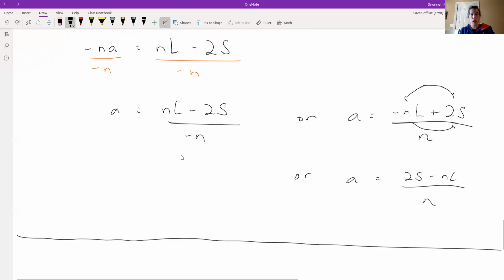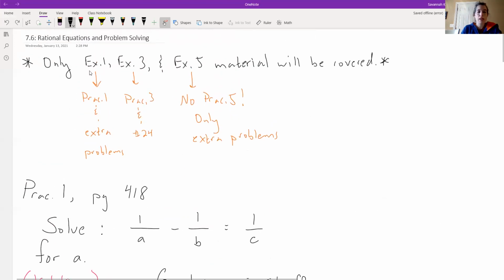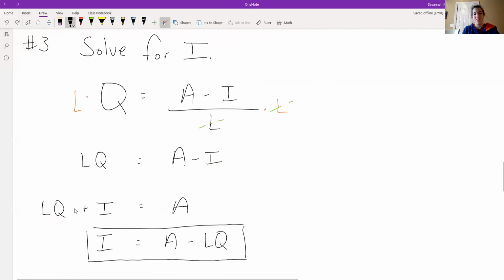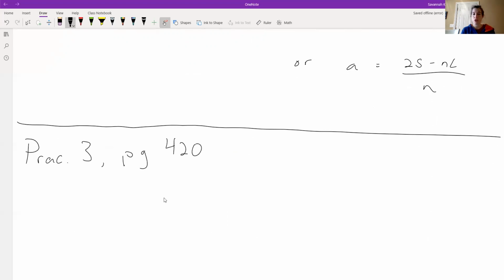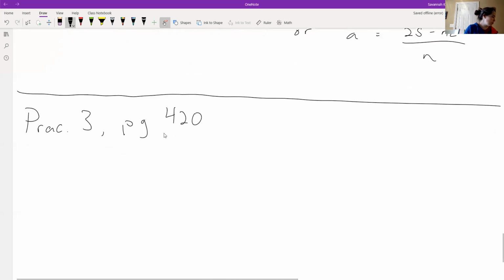Now, so we had 3 categories of word problems. That was the example 1 category. We're going to move on to the example 3 category, which I don't hit as hard if you notice. And it's mostly because example 3 techniques end up cropping up in the example 5 material. So we will get example 3 techniques, fear not. Okay, so practice problem 3 on page 420. And this is where things start feeling like a true word problem.